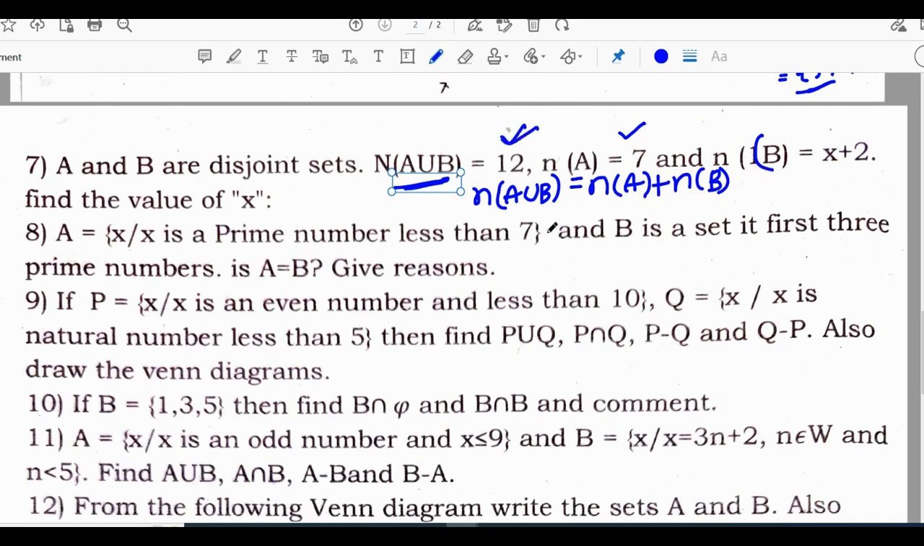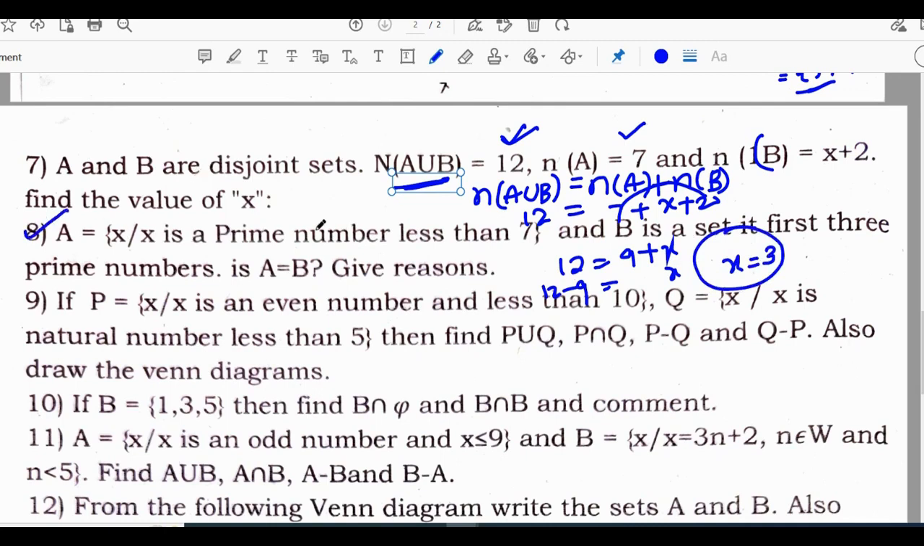We'll replace the values. n of A union B is given as 12, n of A is 7, and n of B is x plus 2. On the right side, we have two numbers. 12 is equal to 7 plus 2, which is 9, plus x. So when plus 9 moves to the other side, it will become minus 9. 12 minus 9 is 3. So the value of x is 3.